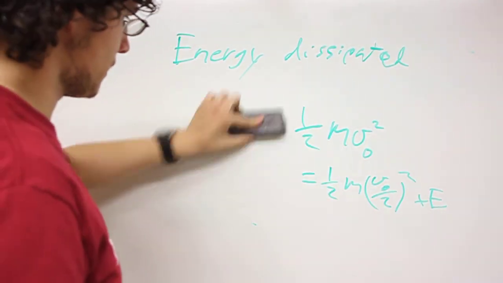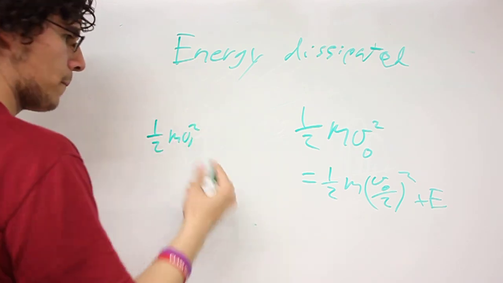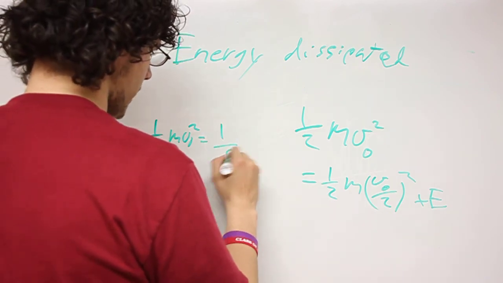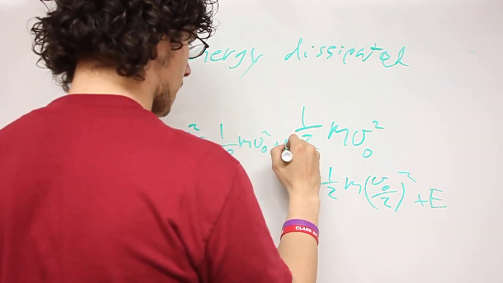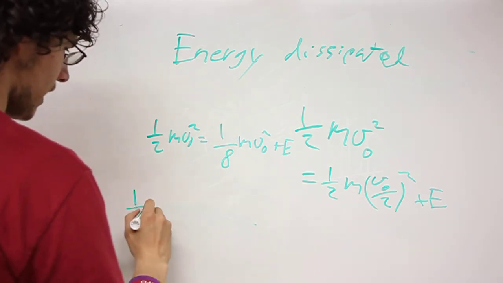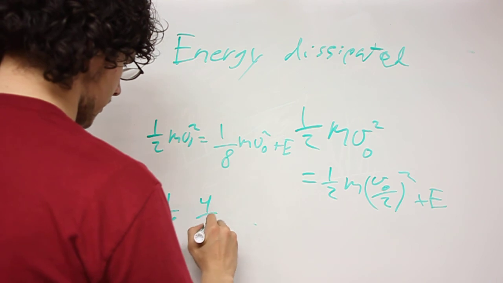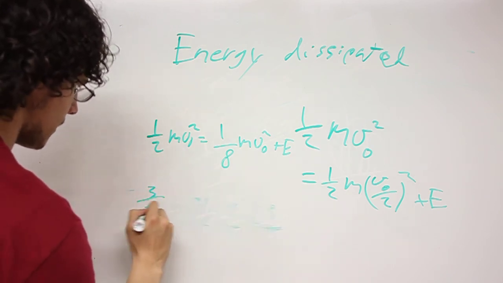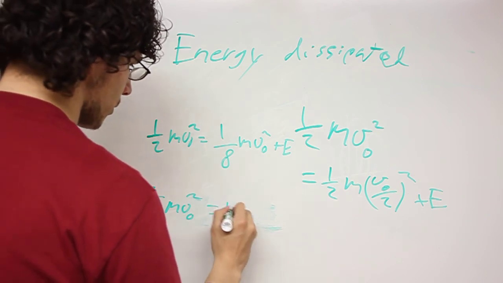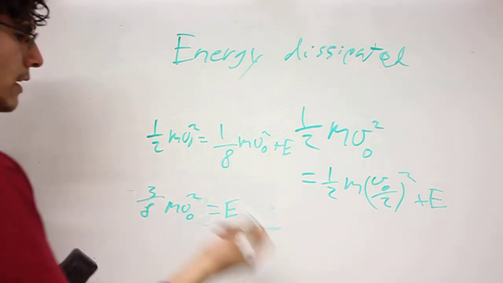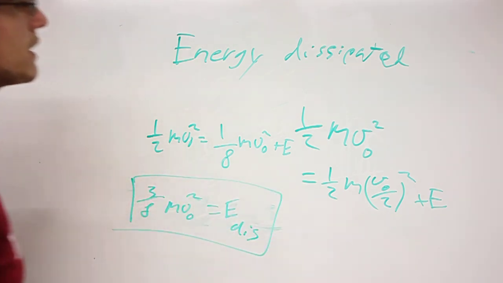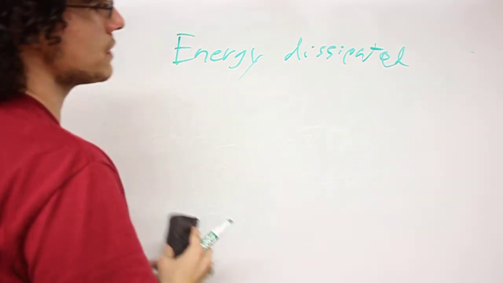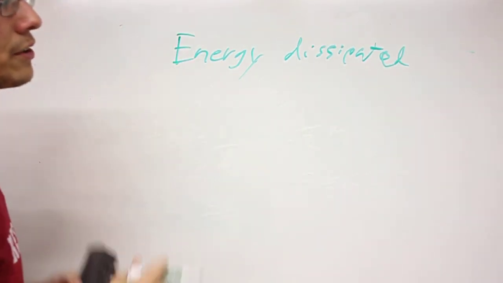So this turns into 1/2 mV0 squared equals a 1/4 times this 1/2, which is 1/8 mV0 squared, plus E. Now all you do is subtract, and you get 1/2 minus 1/8, which is 4/8 minus 1/8, which is 3/8. So 3/8 mV0 squared equals your E, the energy dissipated. This is how you get how much E was dissipated, and that comes from friction and all its little things that it does. But again, remember, it always moves contrary to velocity, unless you're at the top of a hill, then it goes against the force that you have.